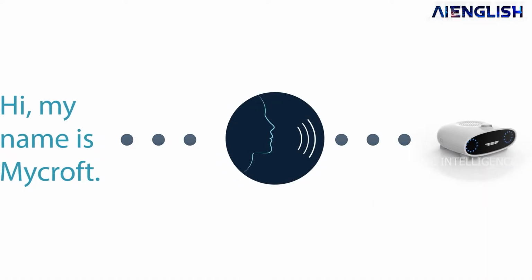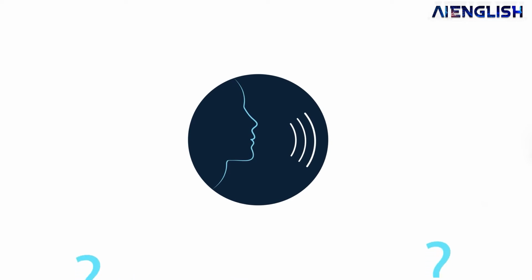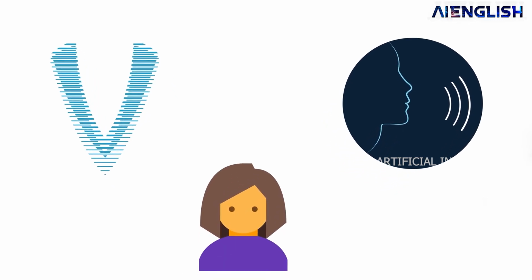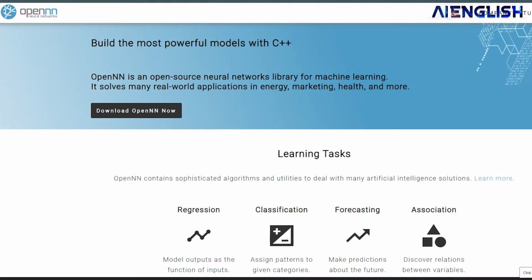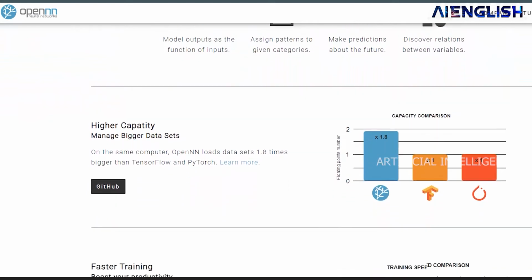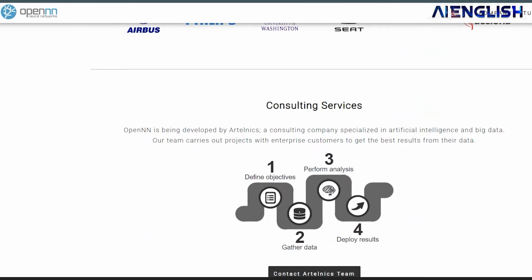And the next one is Mycroft.ai. This is one of the popular open source voice assistants. There is a large community of users, developers and translators available in this community. So they are constantly improving their algorithms, and most of the apps which need voice assistants are using this open source software. And the next one is OpenNN. OpenNN is a library mostly used for deep learning purposes, especially for neural networks for processing big data. This is a C++ based software library.